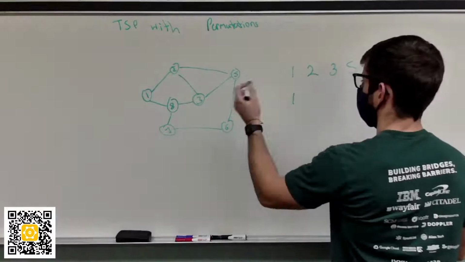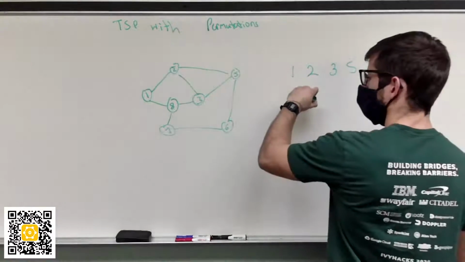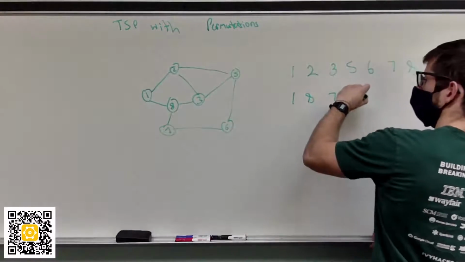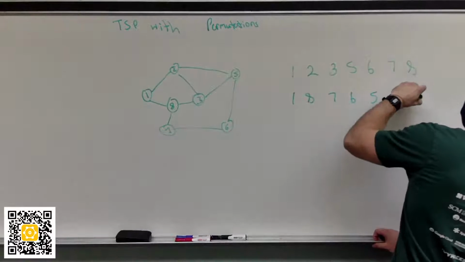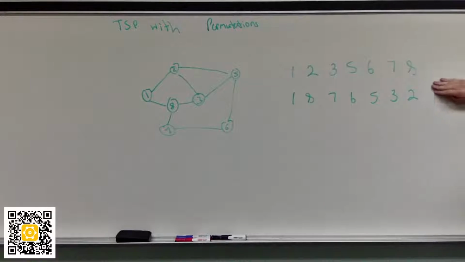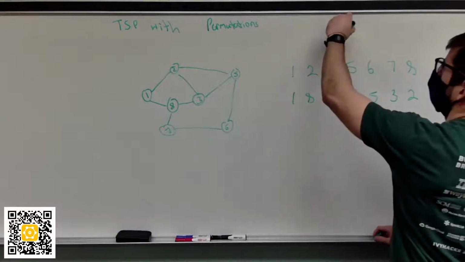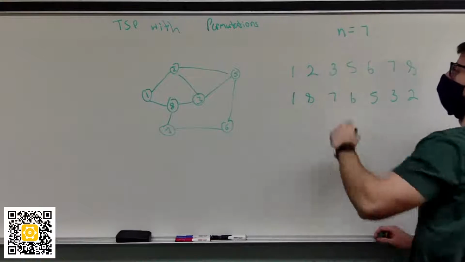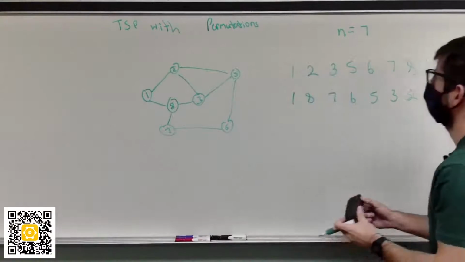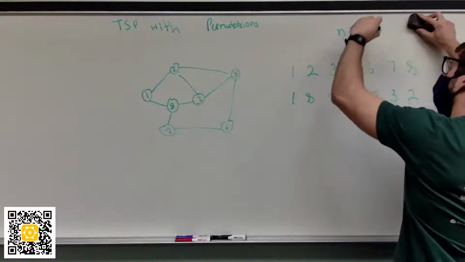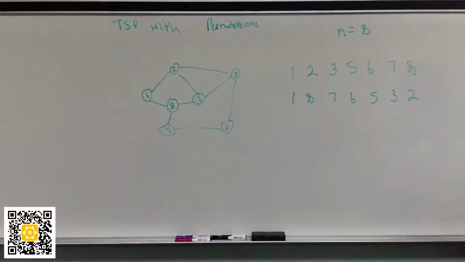Another traveling salesman tour could be 1, 8, 7, 6, 5, 3, 2, and then 1. But like I said, we're dropping the 1. So how many numbers are here? There's 7 numbers. Let's keep it at 8. Let's just do that. Right? That part makes sense so far?